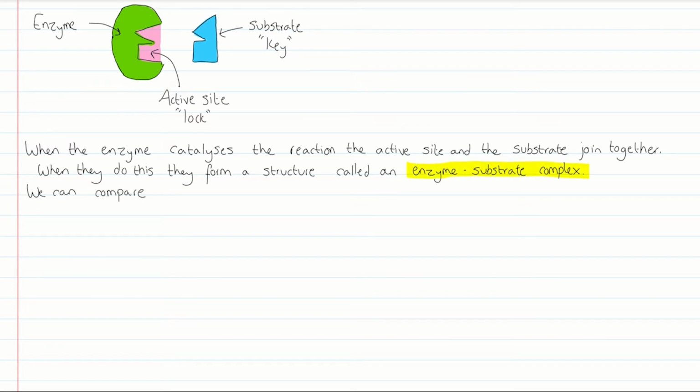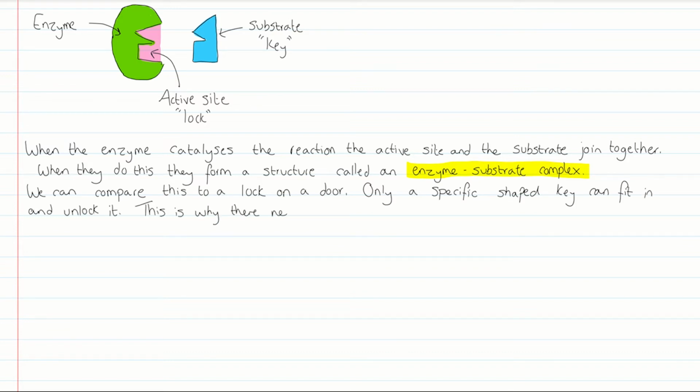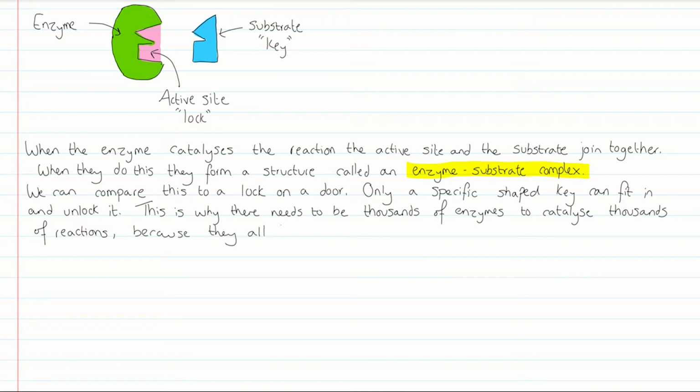We can compare this to a lock on a door. Only a specific shaped key can fit in and unlock it. This is why there needs to be thousands of enzymes to catalyze thousands of reactions, because they all have different shaped active sites.